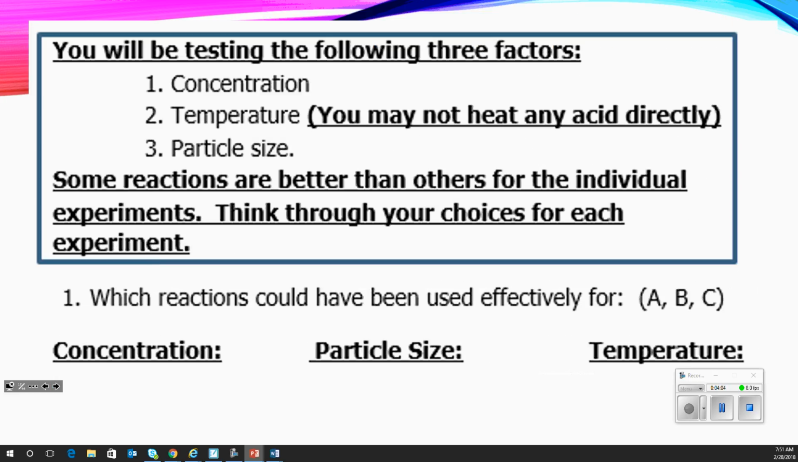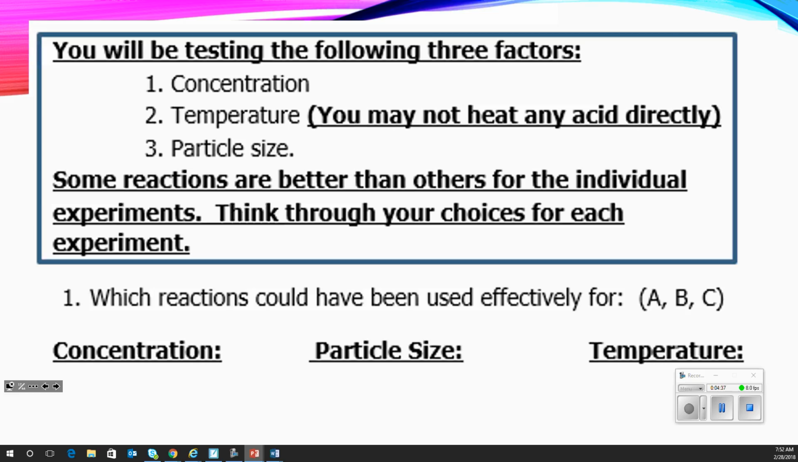I just told you what we'll be testing. You can't heat acid directly, so you're going to have to put it in an ice cream bucket lid is what we're going to use. So you can put ice on the ice cream bucket lid, you can use warm water, you could just set it out to the side. So you have at least 3 to 4 tests, okay? But we're going to use the ice cream bucket lids. Particle size, you need to be able to cut it smaller or grind it up. Some reactions are better than others for individual experiments.